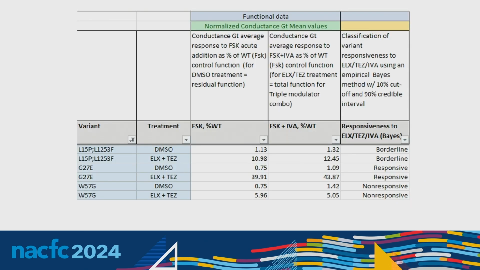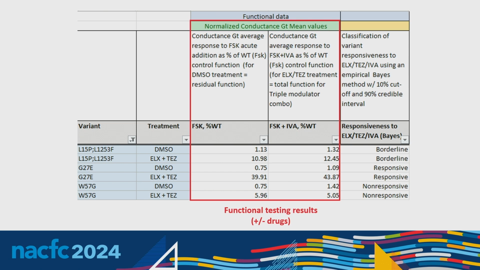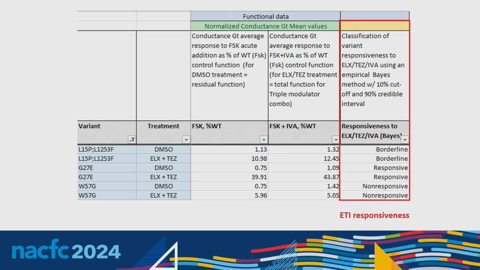So I have a couple examples. When you go through the rest of the table, there are a lot of columns of data to look at, and I've pulled out the ones that I think are the most important. So these normalized conductance GT mean values, remember I said GT, that's the readout from that tech assay, that's the functional testing result, and this is all in % wild type. And then there's a column that actually looks at the ETI responsiveness. And I'll remind you again that borderline responsive, non-responsive, that is related to ETI only. It does not matter for ivacaftor. It does not matter for the correctors.